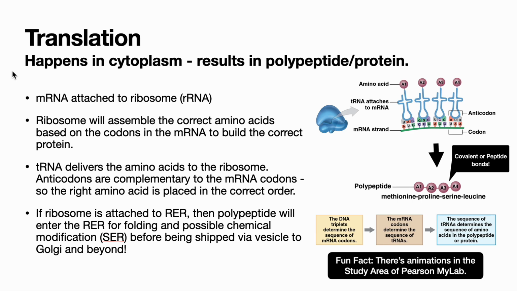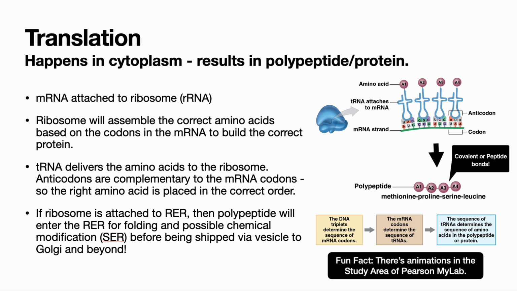For us, we really just want to know that protein synthesis is how we make proteins. We want to know it has 2 steps, transcription and translation. We want to know that transcription is the making of mRNA in the nucleus, and translation is the making of a protein in the cytoplasm at the ribosome. And we want to have a sense of some of the other organelles that play important roles in that process. If you want to learn more about this, there's a great animation in the study area of Pearson MyLab. So if you poke around in Pearson MyLab, you should be able to find those animations.